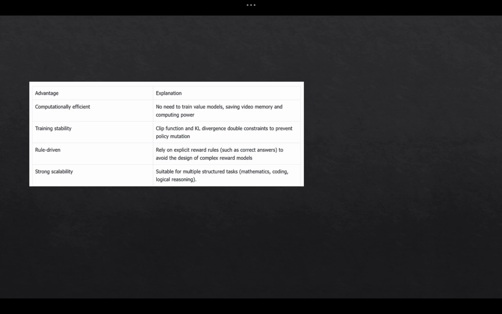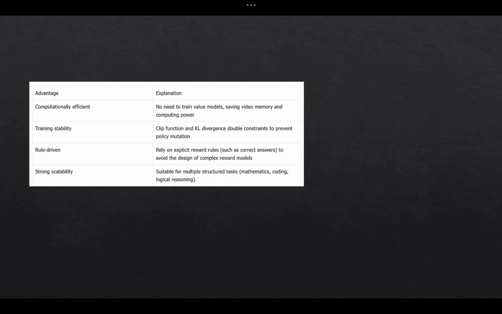Then it has other advantages like training stability, because it uses the clip function and the KL divergence, which will ensure that there is less policy mutation compared with the base policy, which is nothing but the base behavior of the LLM, how the LLM was trained. Then it also employs a rule-driven reward system, which we will talk about in the next few minutes.